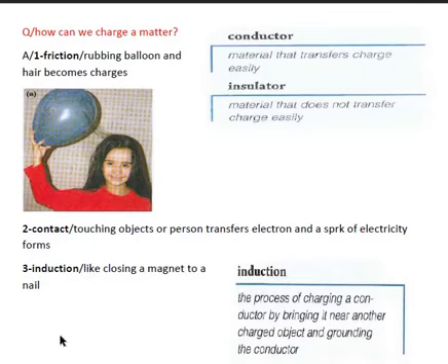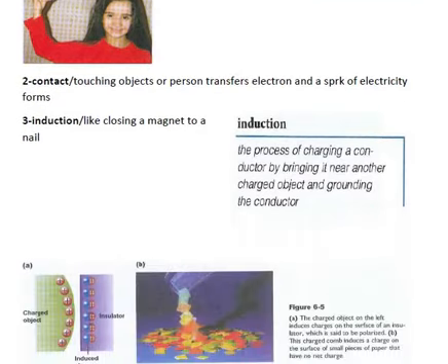The third type of charging a matter is induction. It means it's done from far, without touching or without friction. For example, if you bring a magnet close to a nail, you will see the magnet attracts the nail without touching it. So this is called induction. The definition of induction is the process of charging a conductor by bringing it near a charged object and grounding the conductor. So those are the three methods in order to charge a matter.